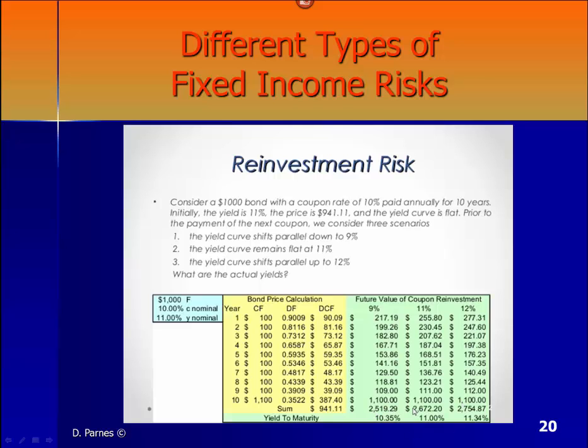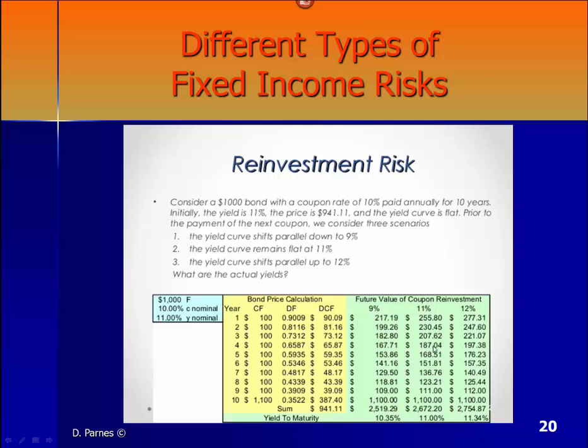Now, once you know the future values for each and every accumulated coupons and par value, you can simply calculate the yield to maturity. So for example, the 10.35%, you take the future value which takes place after 10 years, divide it by the initial amount invested, the 941.11, and then account for the 10 years until maturity. Same thing for the 11%, same thing for the 12%. As you can see, when the interest rate is going down to 9%, the yield to maturity, your overall return, is lower than for 11% and for 12%.